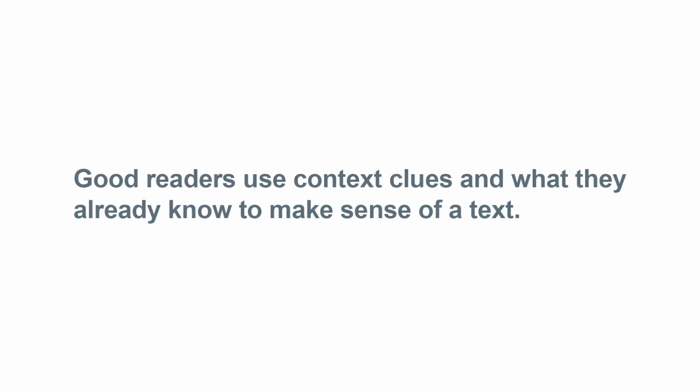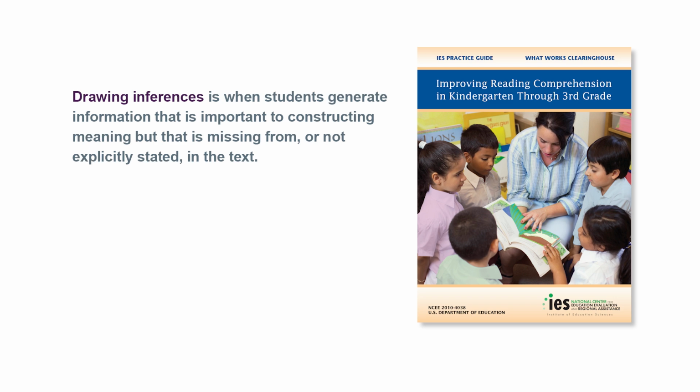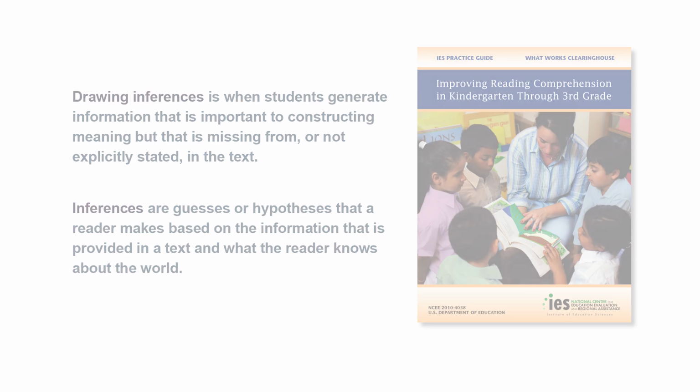Similarly, good readers use context clues and what they already know to make sense of a text. Students can learn how to draw inferences as a reading comprehension strategy. According to the practice guide, drawing inferences is when students generate information that is important to constructing meaning, but that is missing from or not explicitly stated in the text. Inferences are guesses or hypotheses that a reader makes based on the information that is provided in a text and what the reader knows about the world.